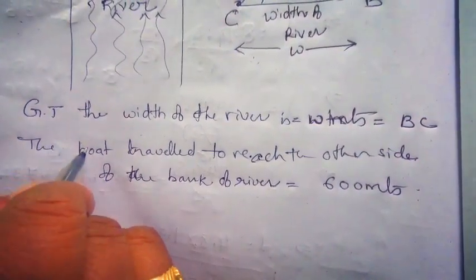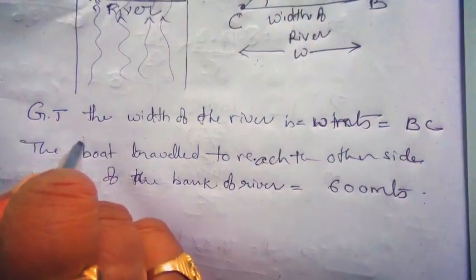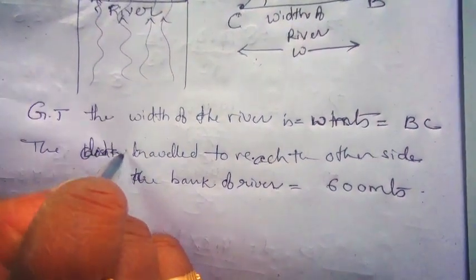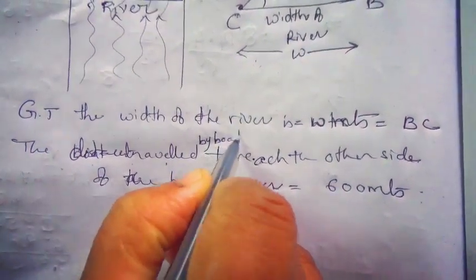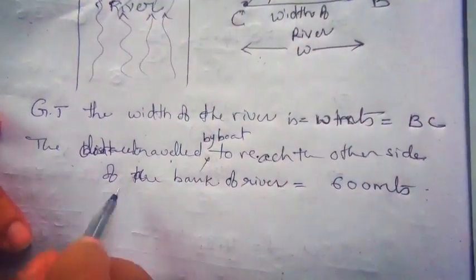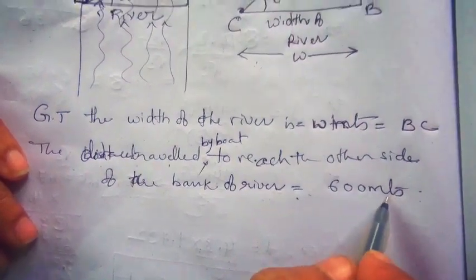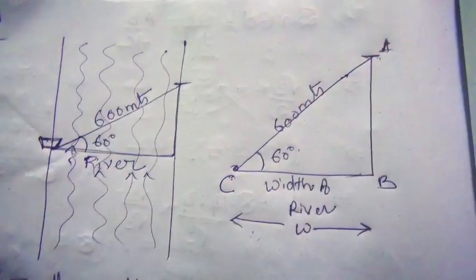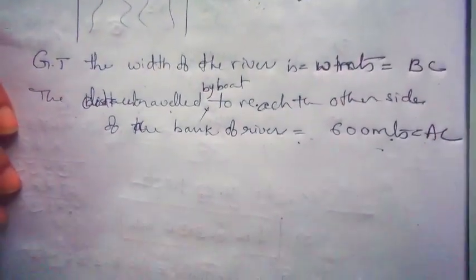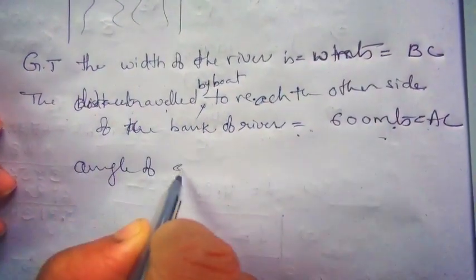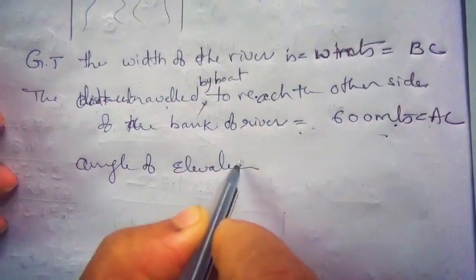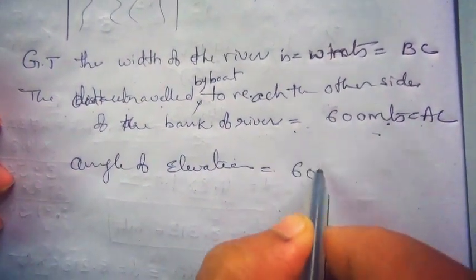The distance traveled by the boat to reach the other side of the bank of the river is equal to 600 meters. That is equal to AC. And the angle of elevation is equal to 60 degrees.